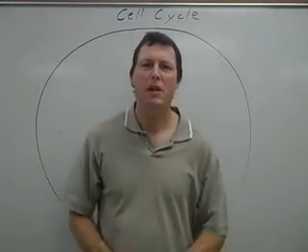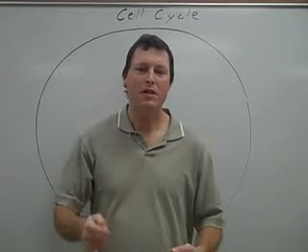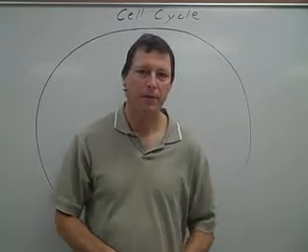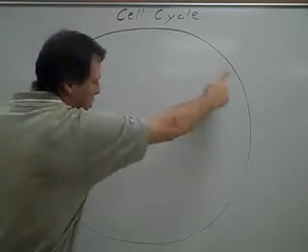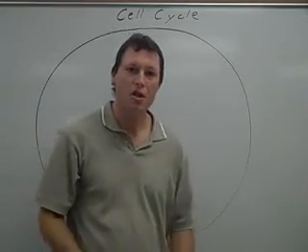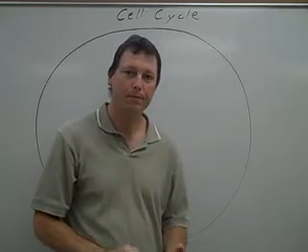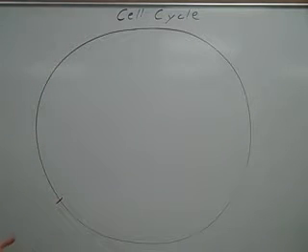Today we're going to be talking about the cell cycle. And the cell cycle is a timeline. It's the time from when the cell is born until it divides. The cell cycle can be illustrated by a circle. And we're going to divide this circle into 4 stages: G1, S, G2, and M phase. Let's go ahead and get started down here. This is where the cell is going to be born.